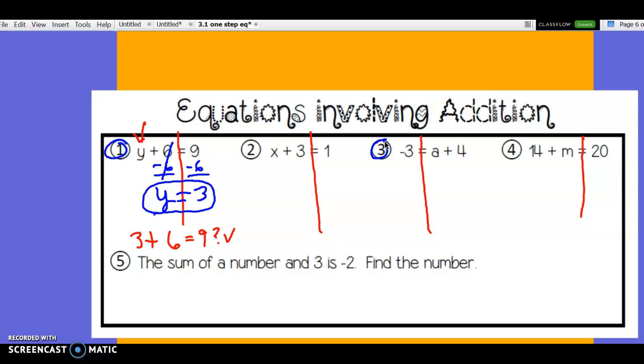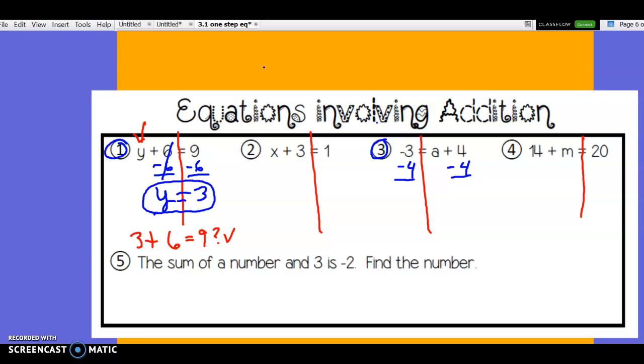In number 3, the a is on the right side of our equal sign. So again, cover up the left side with your finger, cover up the negative 3, focus on the side only with the variable a. I want to get a all alone, so I want to get rid of that plus 4, or get rid of adding 4. So I want to do the opposite. I want to subtract 4.